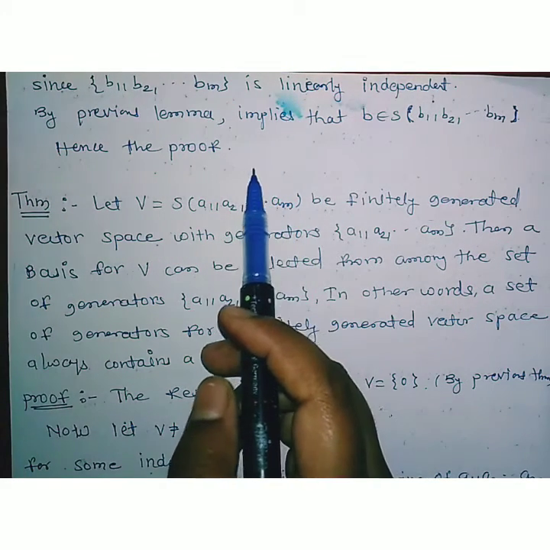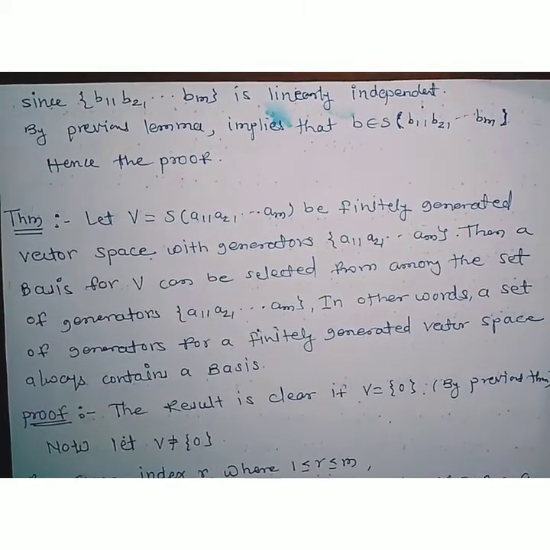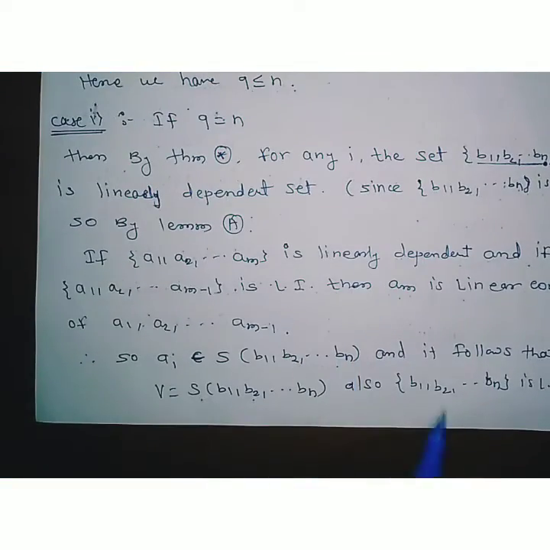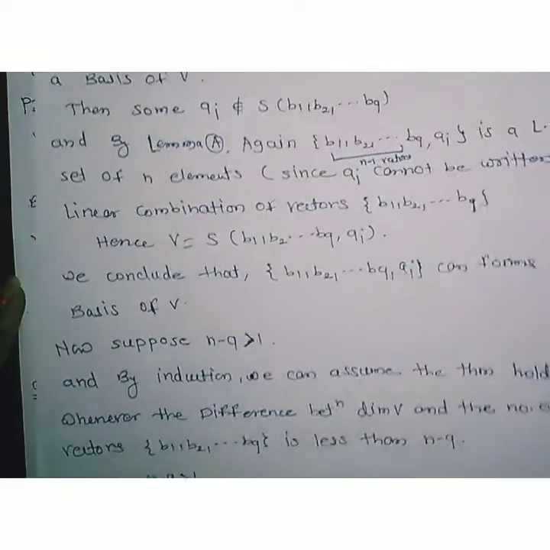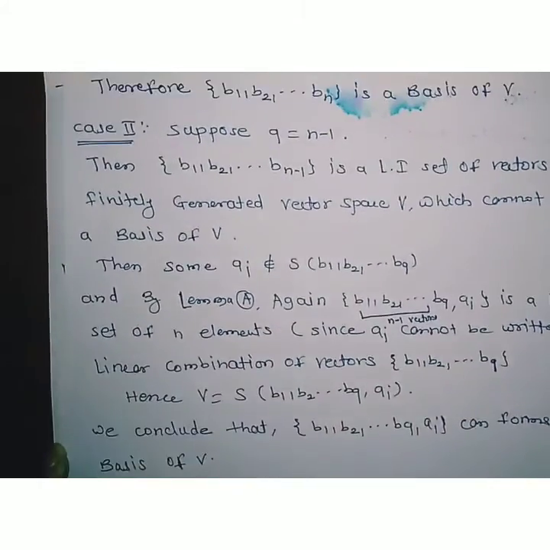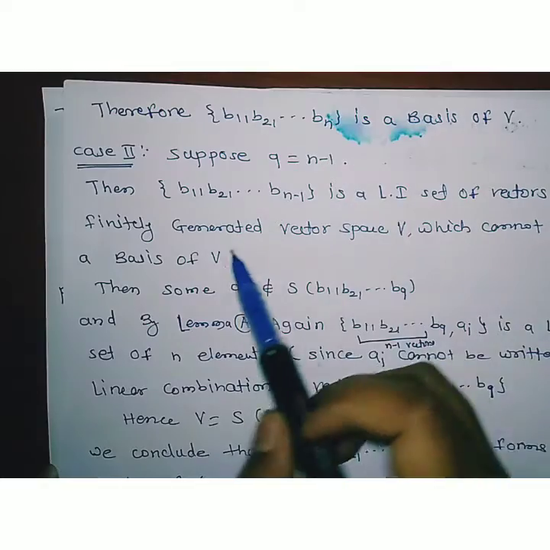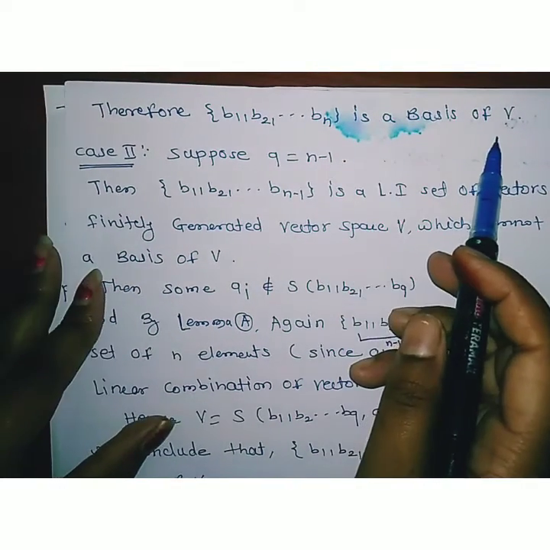Now, as V is equal to the span of b1, b2, bn, and b1, b2, bn is also a linearly independent set, both conditions of a basis are satisfied by this set. So b1, b2, up to bn is a basis of the vector space V.